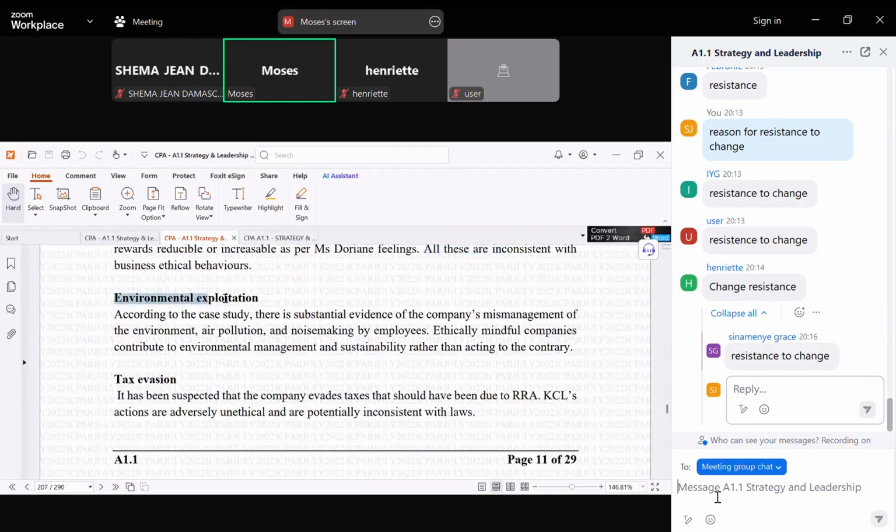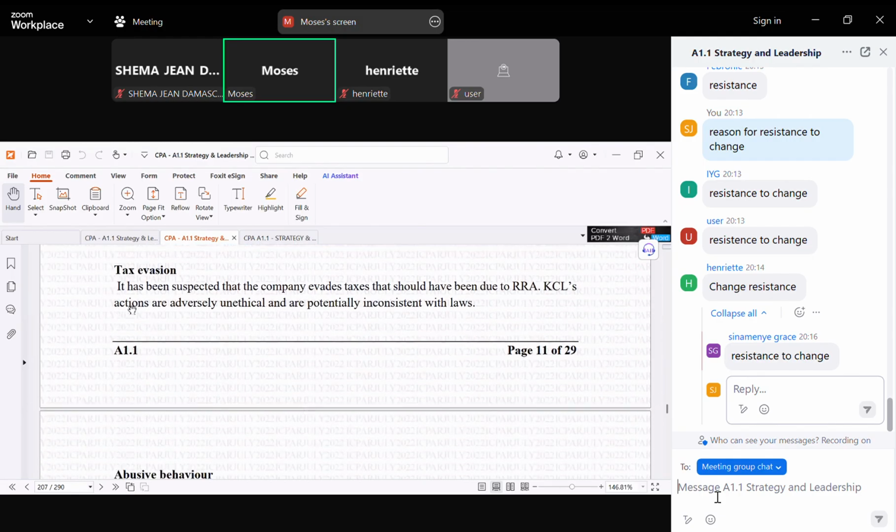You first bring the point, environmental exploitation, and then you bring the first sentence, which ends here. The second sentence ends here. Those are 2 sentences. Third point, tax evasion. First sentence ends here. Second sentence ends here.